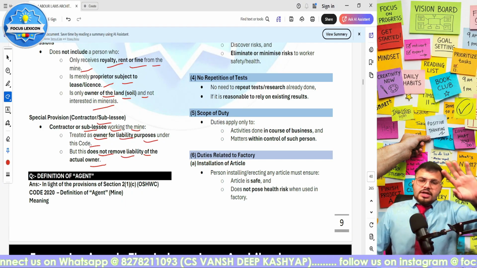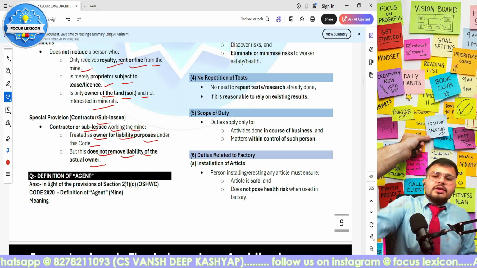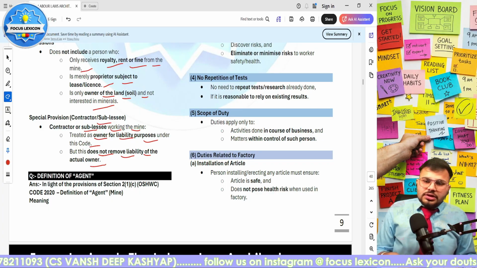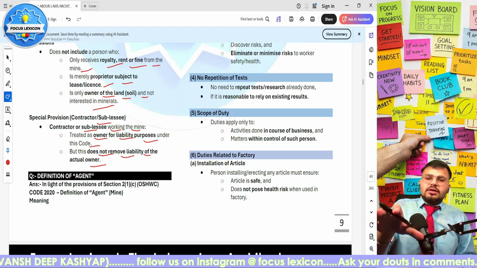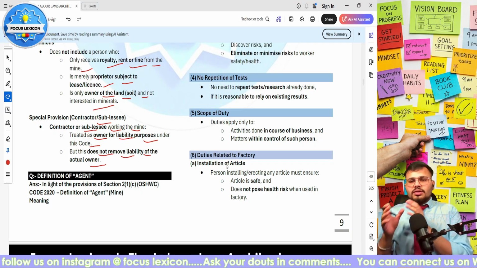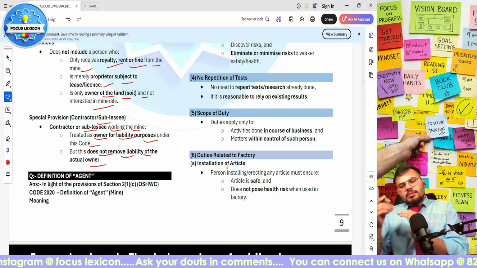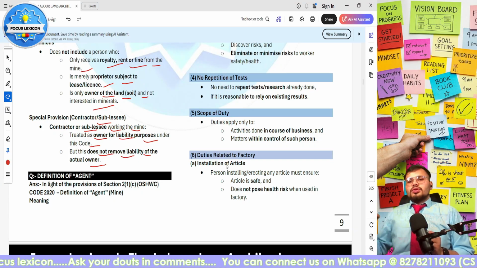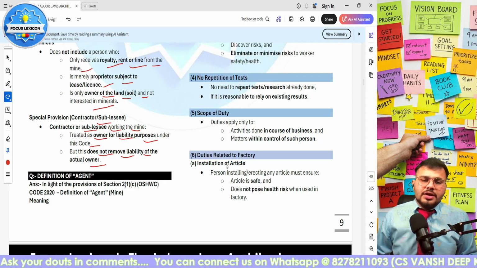The person who has taken the land on rent and then he has further given the land on rent. So for the purpose of this code, the person who has taken the land on rent at first instance, that will also be owner, and the sublessee, to whom he has sublet the land, that will also be considered as owner.